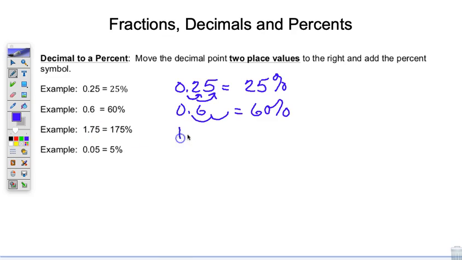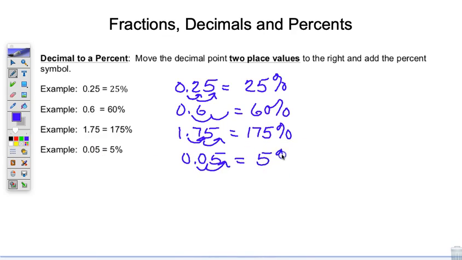Anytime you have a number in front of the decimal, like this one, you're still moving it 2 places to the right. So this third one is 175%, and the last one, 0.05, we move it 2 places to the right, and that is 5%.